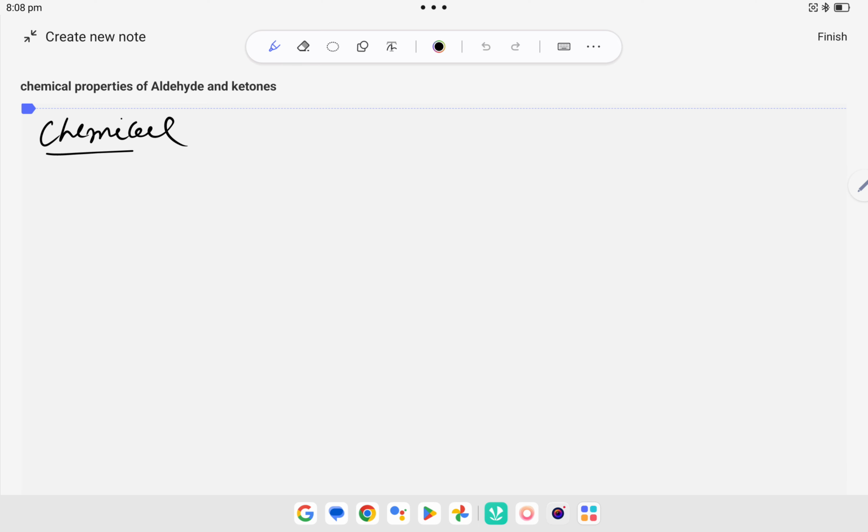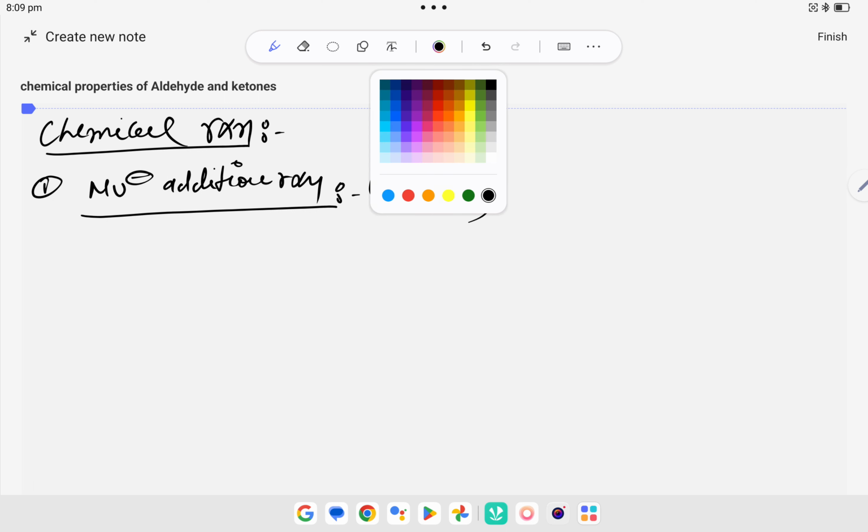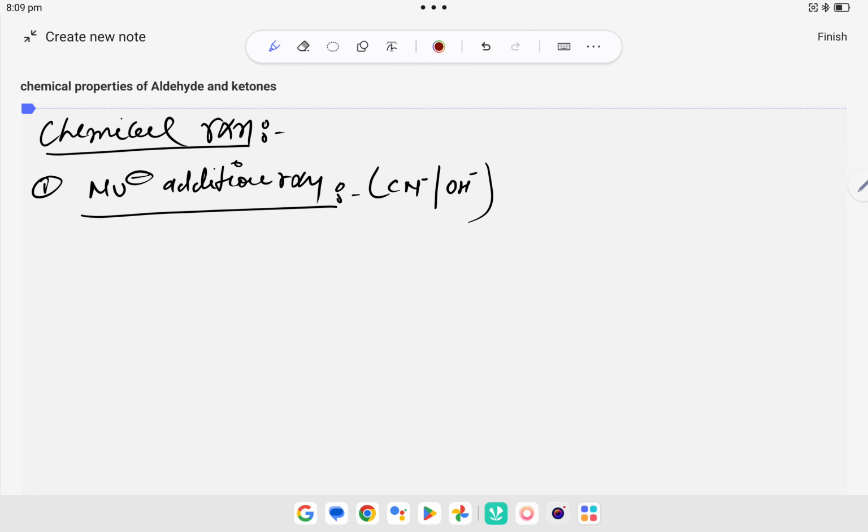Chemical reactions. Which kind of chemical reactions are shown by aldehydes and ketones? They show nucleophilic addition. Nucleophilic addition reactions are shown by aldehydes and ketones, like addition of CN minus, addition of OH, like that. So first we have to talk about the carbonyl group.